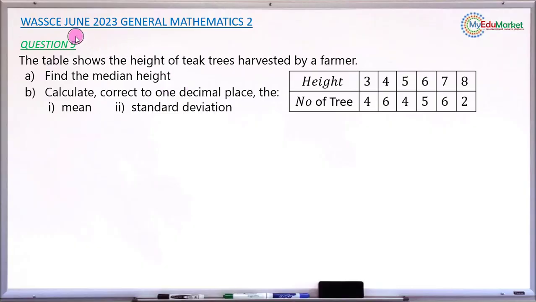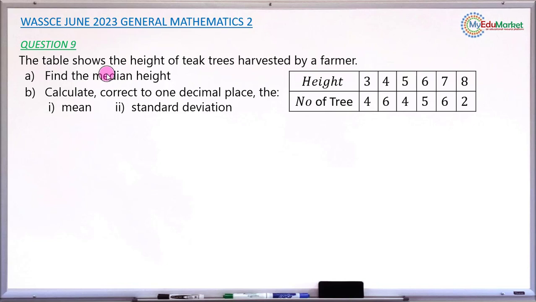This is WAEC June 2023 General Mathematics Paper 2, and we are answering question number 9. The question says you have the table showing the heights of teak trees harvested by a farmer. This is the table. You have 4 trees with height 3, 6 trees with height 4, 4 trees with height 5, and so on.